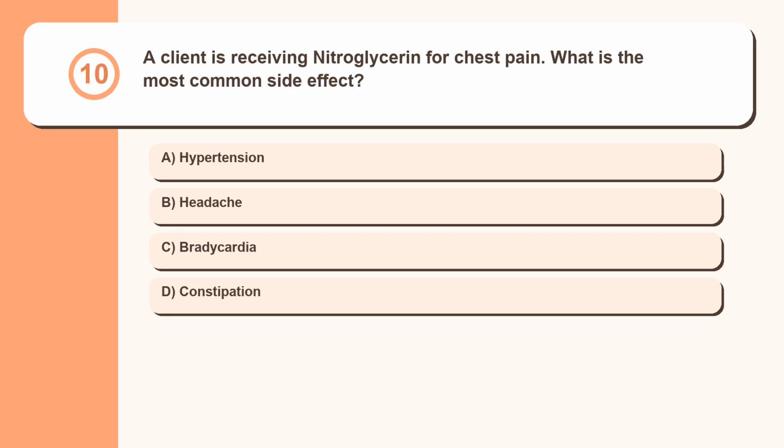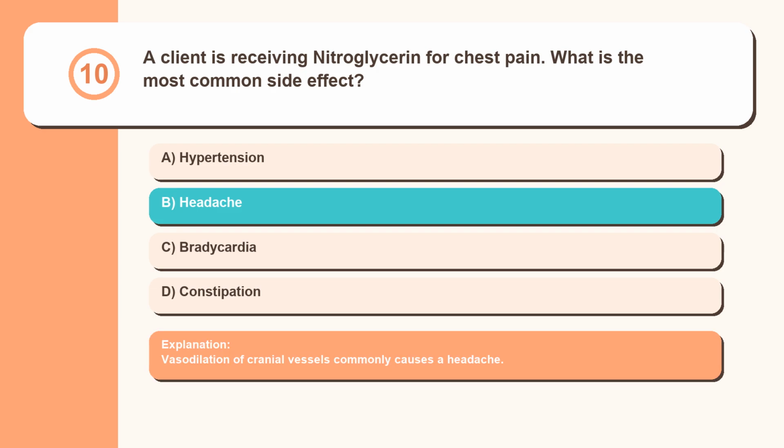Question 10. A client is receiving nitroglycerin for chest pain. What is the most common side effect? Hypertension, headache, bradycardia, constipation. Vasodilation of cranial vessels commonly causes a headache.